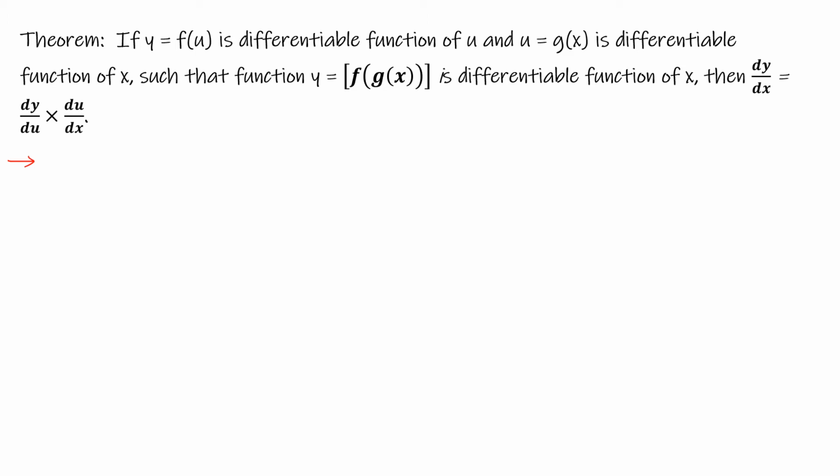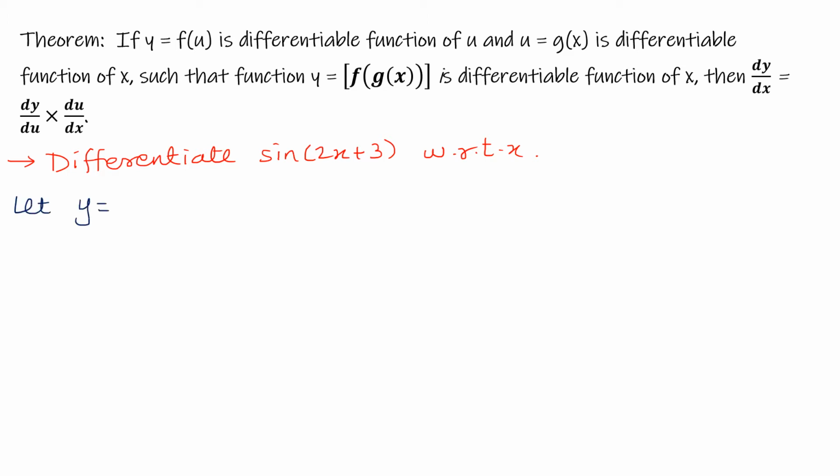Now, look at the example. Question is: differentiate sine of 2x plus 3 with respect to x. Now, to differentiate this, look at the method. I am assuming let y be sine of 2x plus 3, and I am assuming u as 2x plus 3. So this you can write as y is equal to sine u.